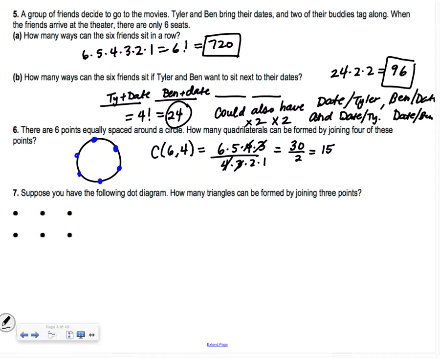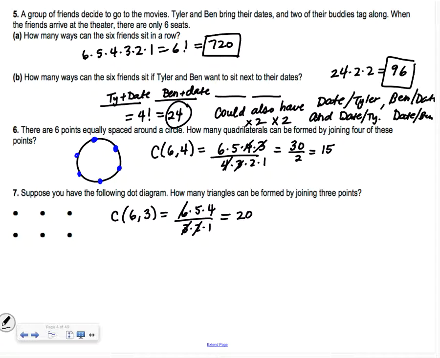All right, so how about this one? So suppose you have the following dot diagram. How many triangles can be formed by these 3 points? So what am I going to start it out with? Combination. It's a combination. You do C(6,3). Okay. And when we do that, 6 times 5 times 4 over 3 times 2 times 1. So our 6, 3, and 2 cancel, so we get 20. All right, is that our answer?